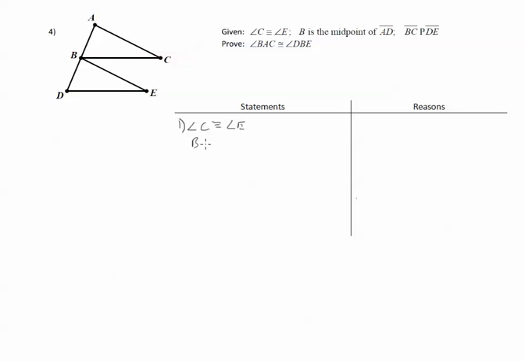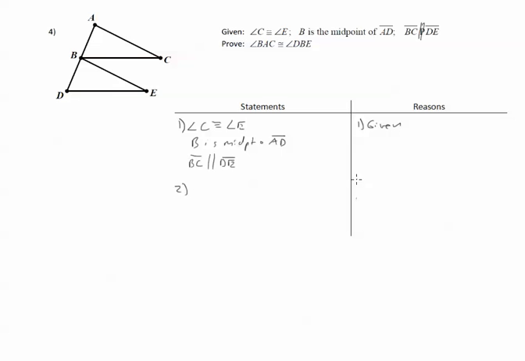B is the midpoint of segment AD. And again, this P should have been parallel bars. Segment BC is parallel to segment DE. All of these are given to us.